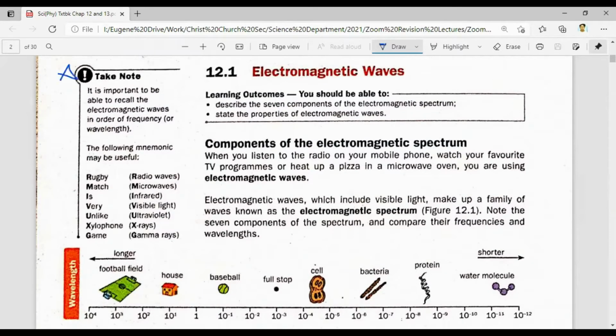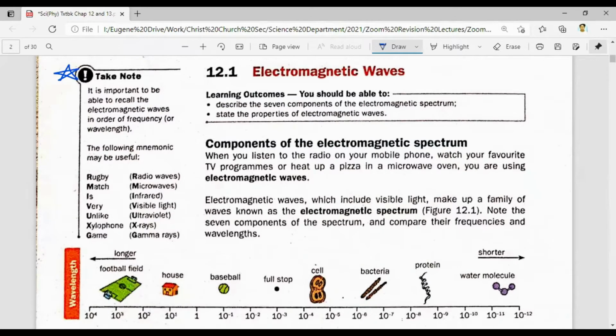So take a look here. I'm going to start over here. Okay, I guess some of you already have a method of memorizing the order of the EM waves, but in case you do not, the order is as such. It can be: rugby match is very unlikely xylophone game. Whatever the thing is, you can go accordingly.